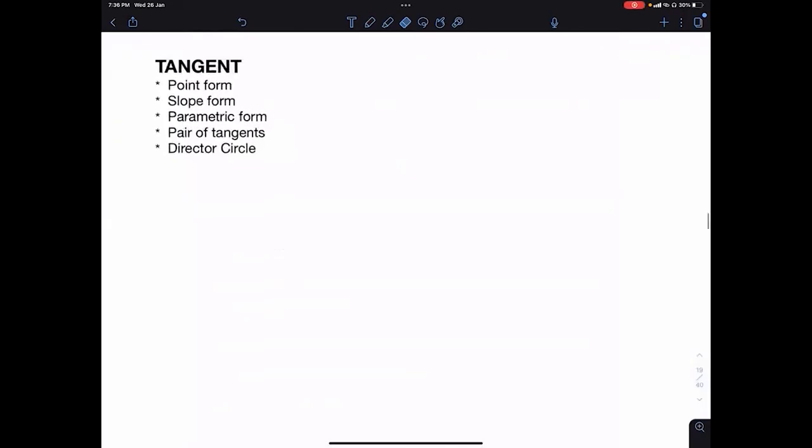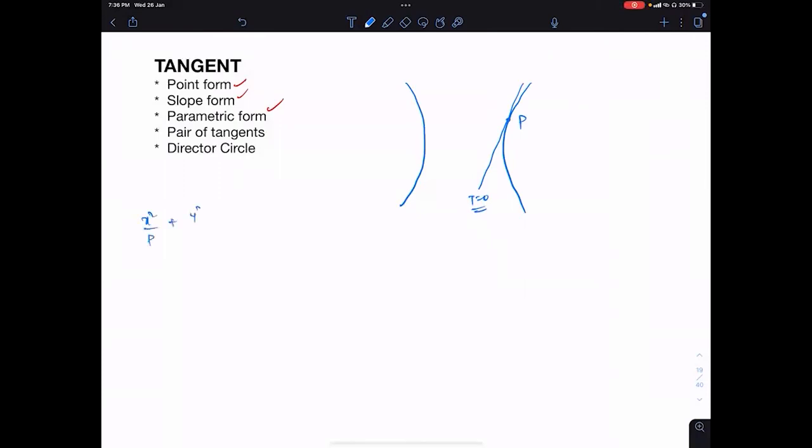Yeah. So again, in case of hyperbola, we have point form, slope form, and parametric form, same thing. Point form means if a point on the hyperbola is given, then the equation of tangent is T equal to 0. Slope form, already we have seen, whether it is an ellipse or hyperbola.